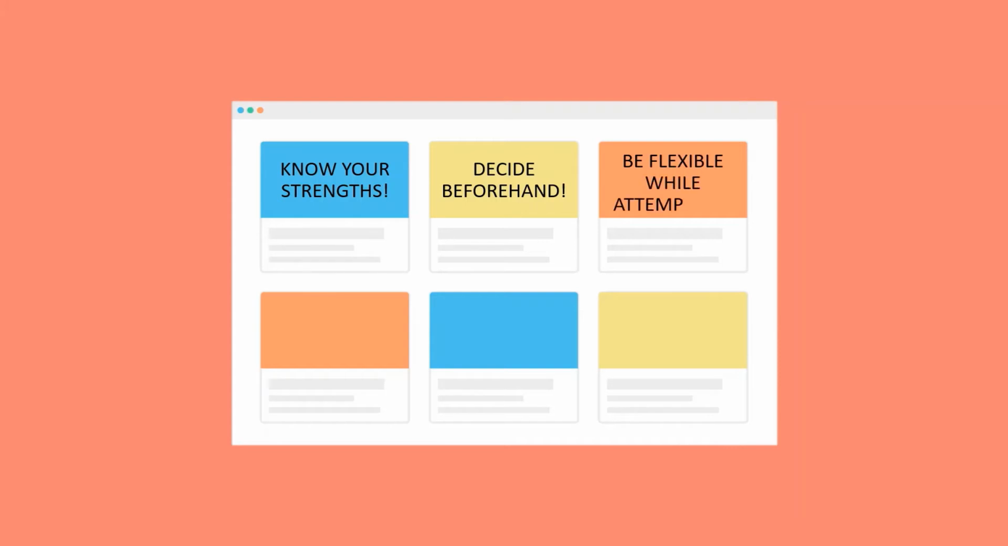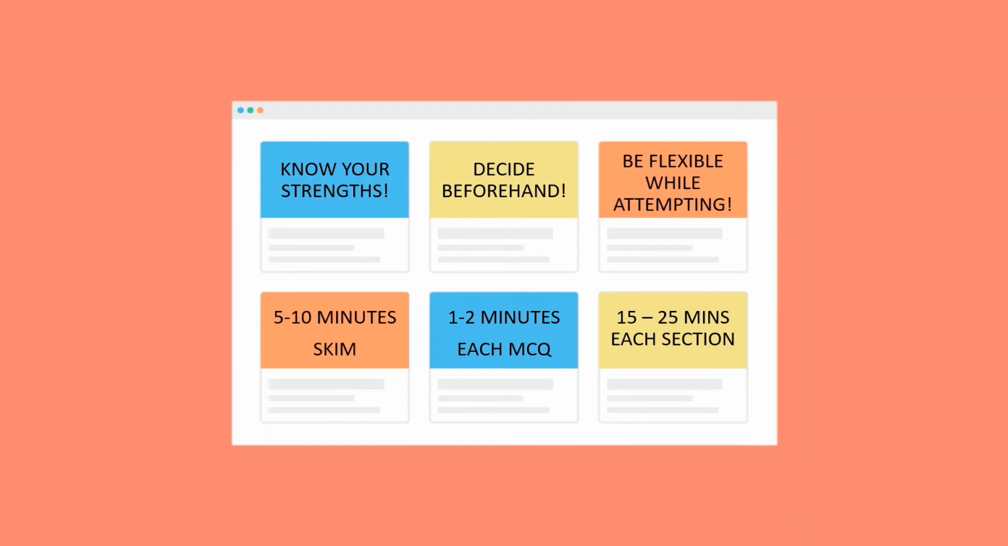But then again, I always recommend be flexible about your plan while attempting, because some unpredicted and uncertain things can always happen with standardized tests. Give your first 5 to 10 minutes to skimming. Skim through the paper and evaluate the difficulty of each section so that you can plan ahead. Then give 1 to 2 minutes to each MCQ and 15 to 20 minutes to each section. This will leave you with probably 10 to 15 minutes at the end as well to make any good guesses if you can.